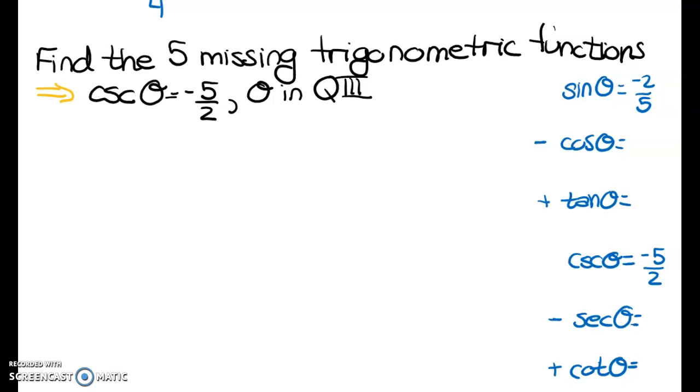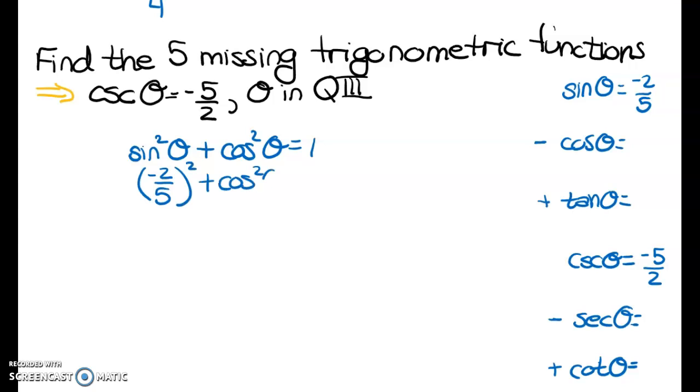Well, I have sine. I used a reciprocal identity to get sine. Okay, so I'm just going to use sine squared plus cosine squared equals 1, and I'm going to plug in my value for sine and solve for cosine, because I know if I have sine and cosine I can find all the rest of my functions, because tangent and cotangent are just quotients of sine and cosine.